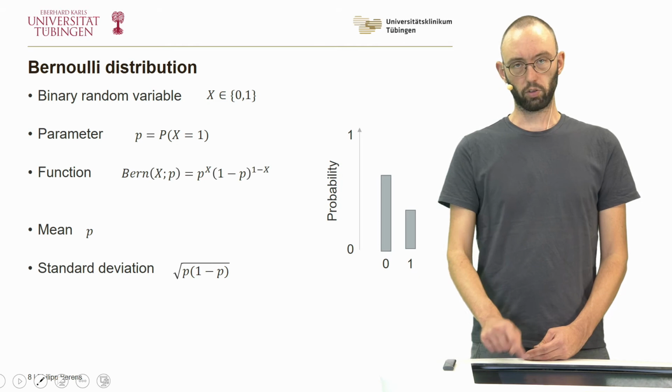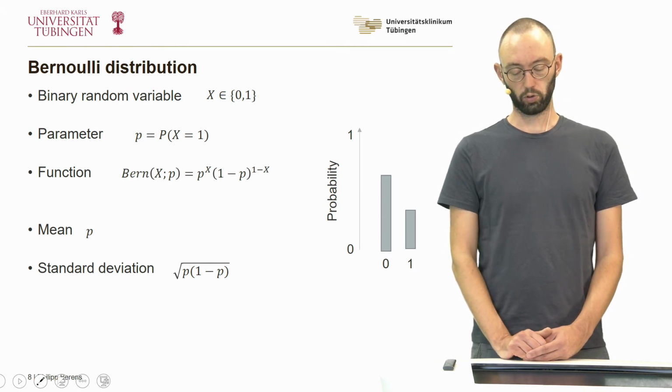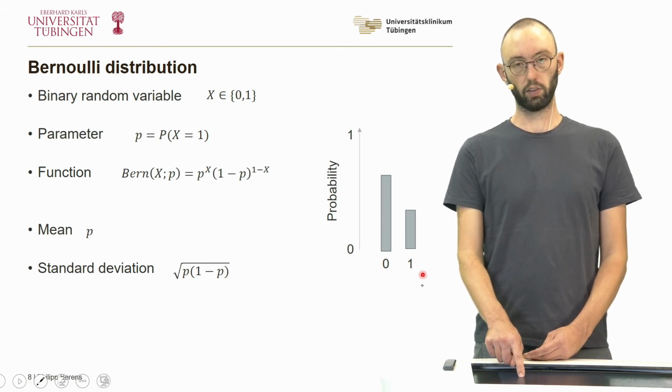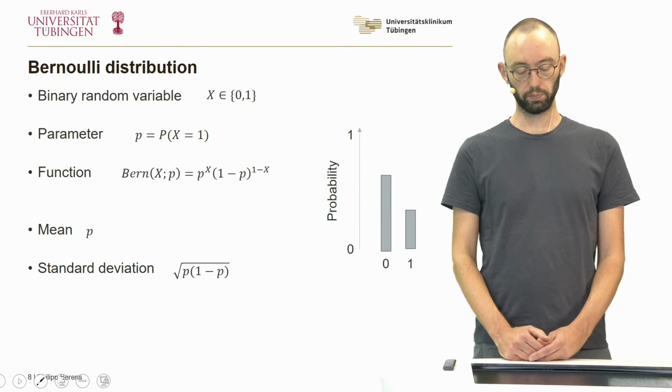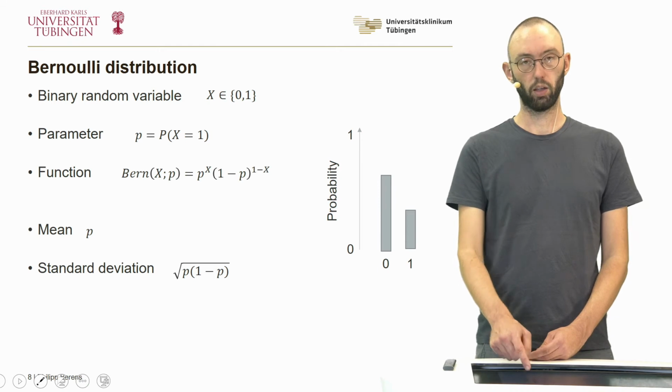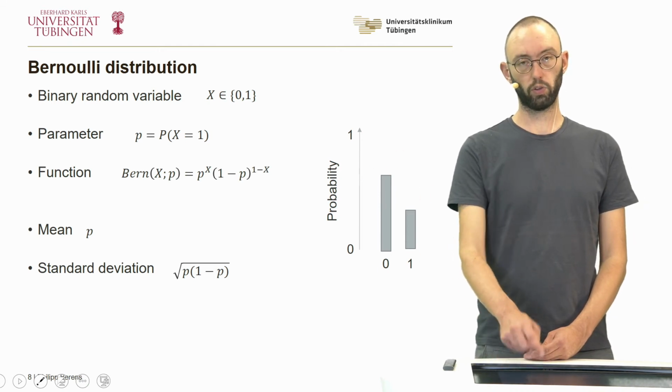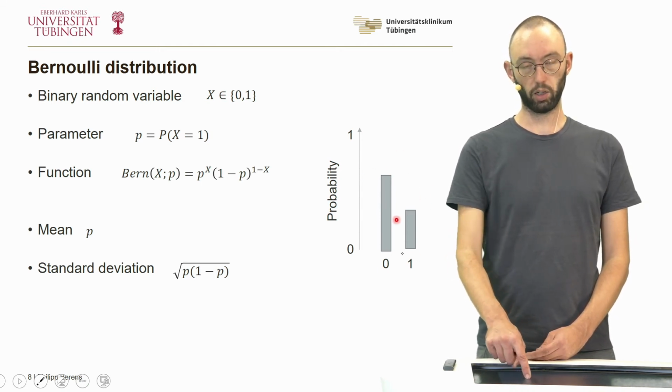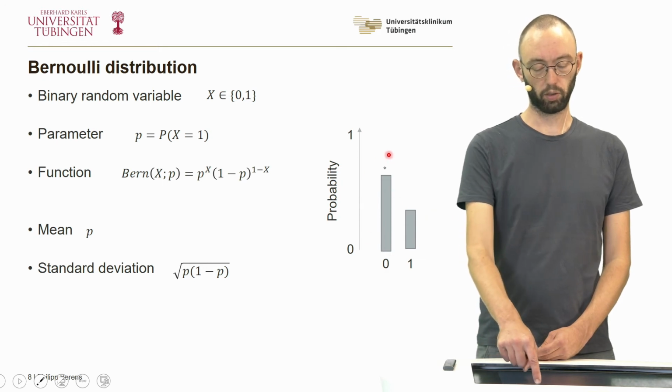We can graphically show a Bernoulli distribution like this. On the x-axis, there are the different outcomes, 0 and 1. And here is a graph of probability between 0 and 1. The height of the graph shows the parameter p and 1 minus p.